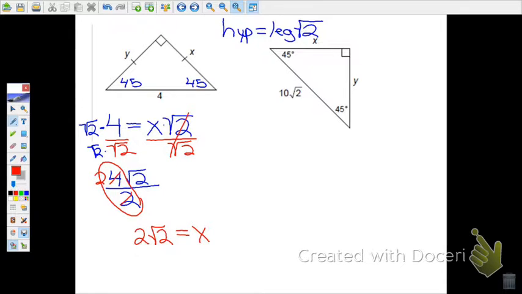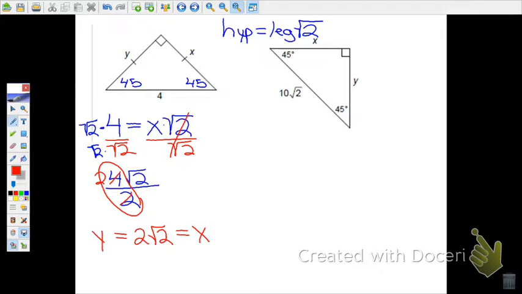So we get 2 square root of 2 for x, which means 2 square root of 2 is also the y. Okay, because x and y are the two legs. Okay. So occasionally you're going to have to go through this step. We call that rationalizing the denominator. Okay, we cannot have a square root in the denominator of our fraction.